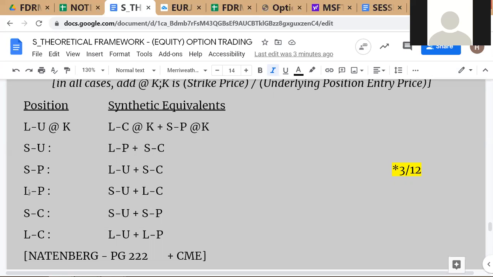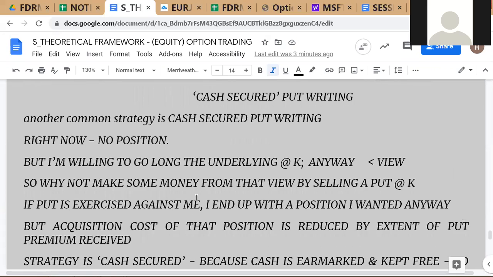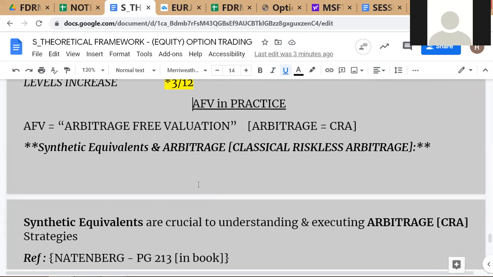And if this is higher, I sell this and buy this. If this is lower, I buy this and I sell this. Okay, so that's the CRA strategy. So the point of this entire discussion, most of it is a recap actually, but this is a very important concept. So it's important you understand exactly how the terms are used.